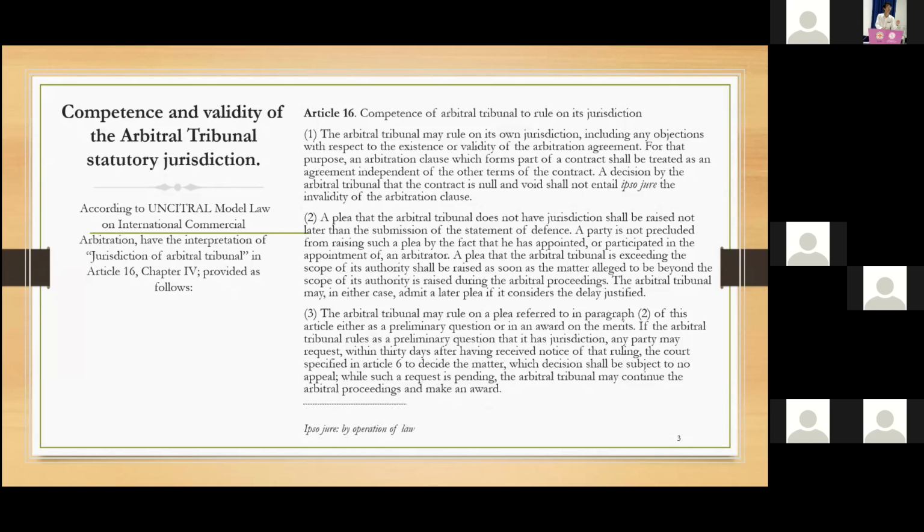Clause 2 requires that any objection to the jurisdiction of the arbitrator be raised as soon as possible. Clause 3: where the arbitral tribunal rules as a preliminary question that it has jurisdiction, Article 16.3 gives the court immediate control to avoid wasting time and money.